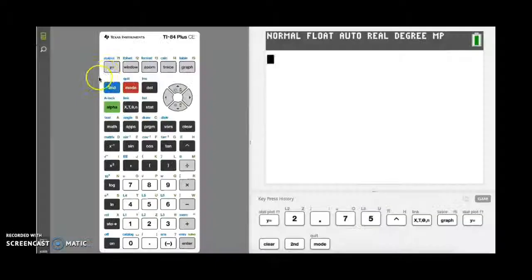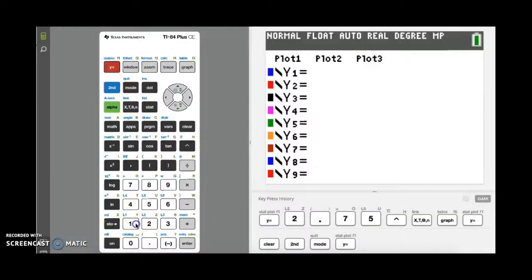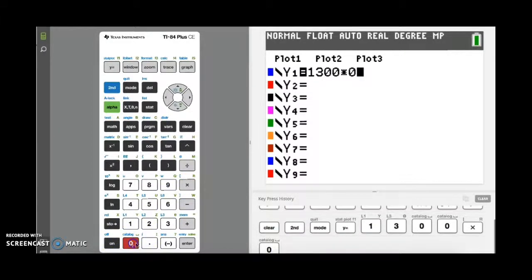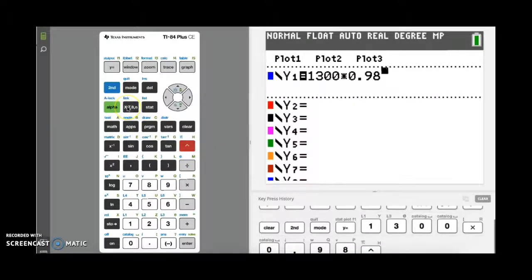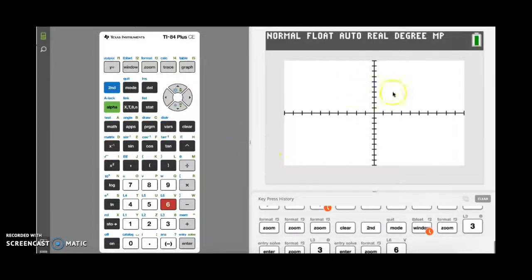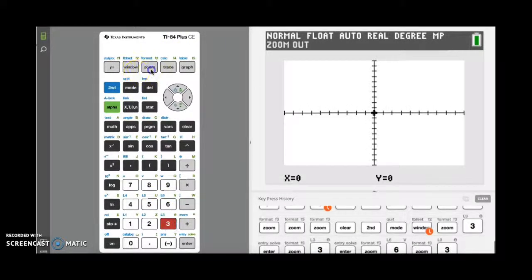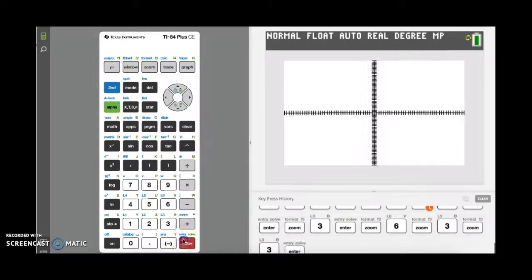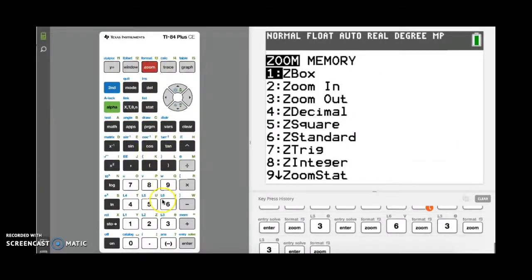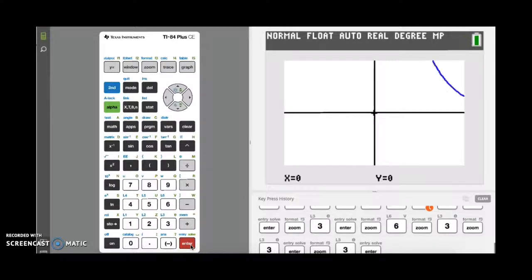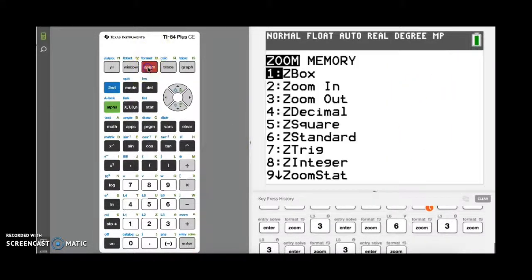So we're going to graph this on our calculator and see which of these it matches. So go to y equals, I have 1,300 times 0.98 to the exponent of x. Press graph, and we see our graph is not on here. We're going to have to zoom out a lot to see it. So press zoom 3 and do that till we see our graph. Okay, now we're starting to see it, so zoom out again.